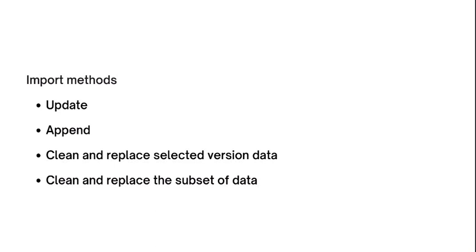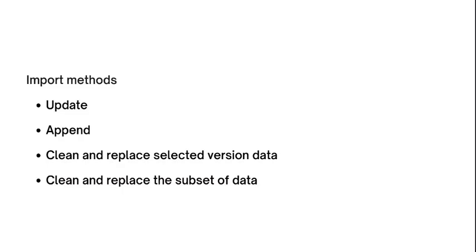Then clean and replace selected version data. Now for this option, completely new records are added without any changes. For existing records with updated facts, the old values will be overwritten with new ones. Records that are present in the old file and not present in the new file are removed. It's like a clean wipeout of existing data for the selected version and then a replacement with new data.